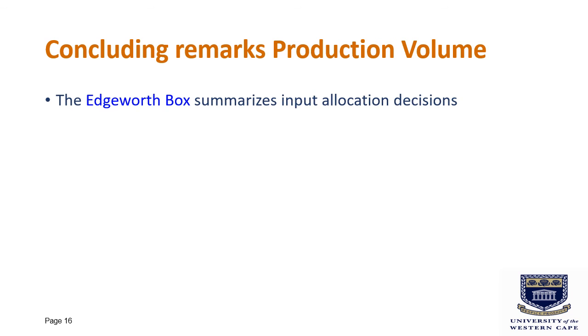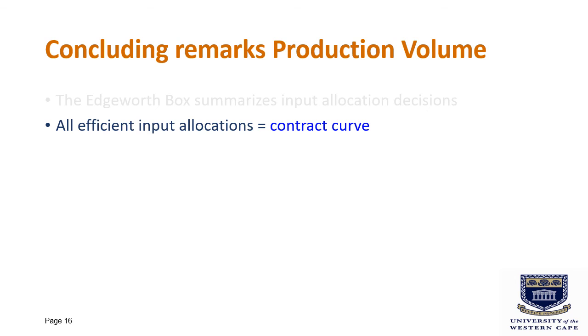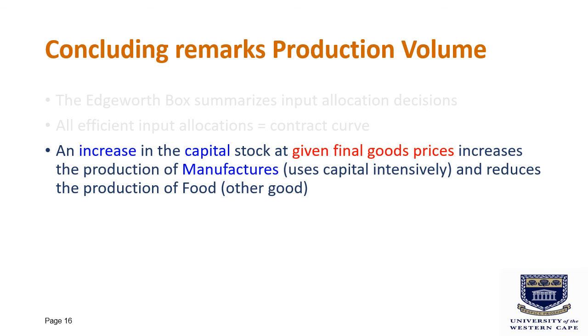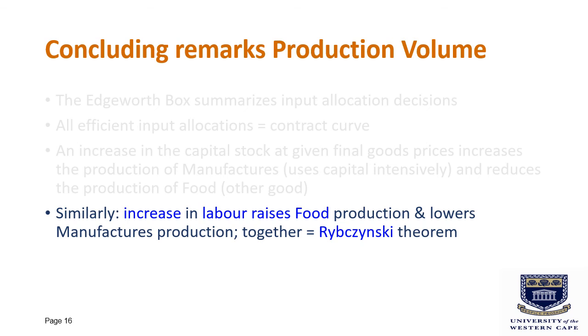So some concluding remarks. The Edgeworth box is good at summarizing input allocation decisions, and it's also a good way to show the contract curve, which is all the efficient input allocations. That means when all the capital is used entirely and all the labor is used entirely to produce the best possible output between the manufacturing and the food sector. We've also seen that an increase in the capital stock, when final good prices are given, leads to manufacturing production increasing because it is the capital intensive sector, and a reduction in production in the labor intensive food sector. Similarly, if labor stock were to increase, then food production would increase and manufacturing production would decrease.